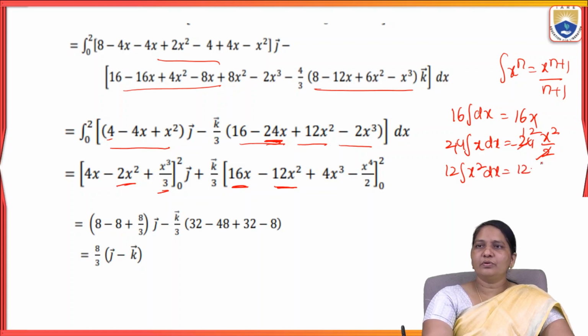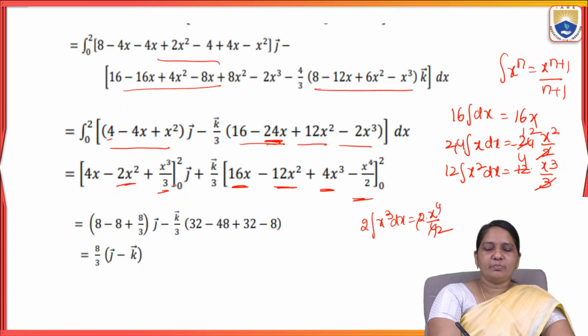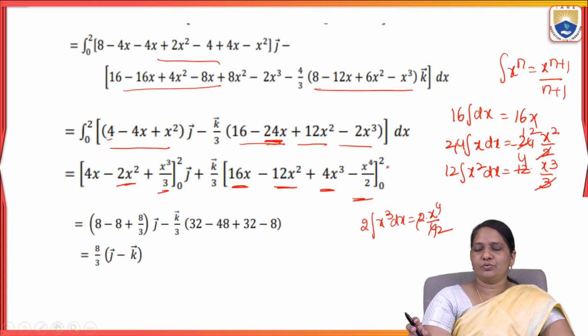Next one is 12 integral x square dx. Now 12 into x cube by 3. So 3 4s are 12, so 4x cube. Last term: minus 2, that means 2 integral x cube dx. 2 integral x cube dx is 2 into x power 4 by 4, so we got x power 4 by 2. The limits are 0 to 2 here and here also 0 to 2.